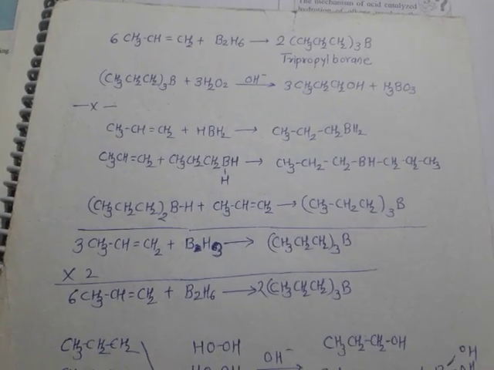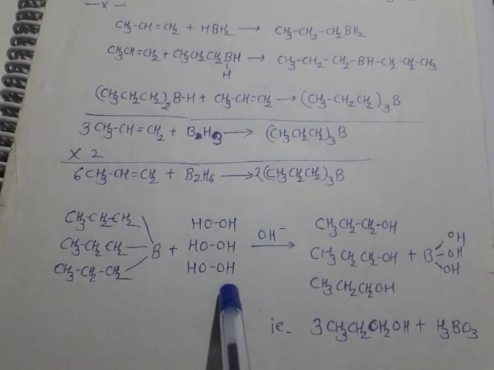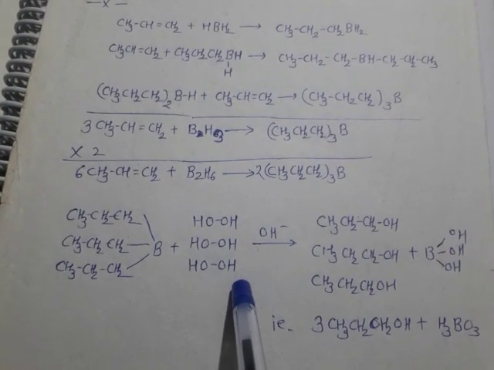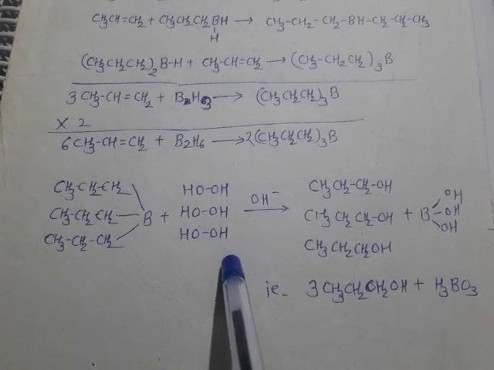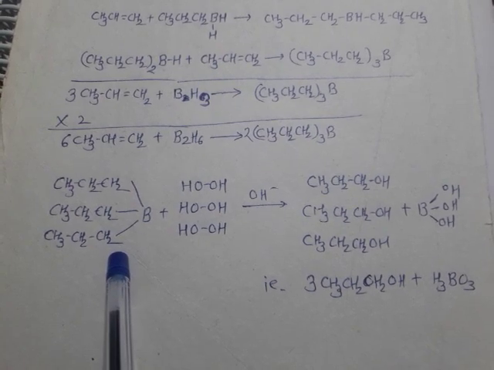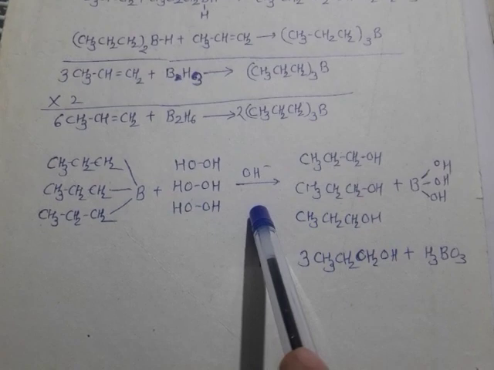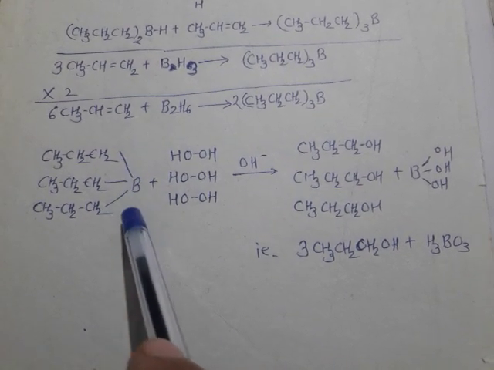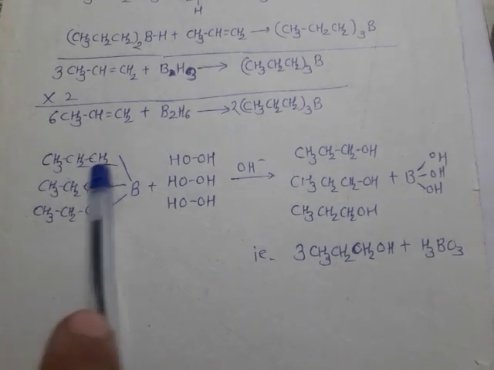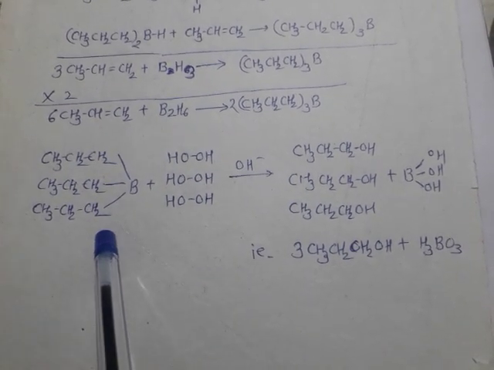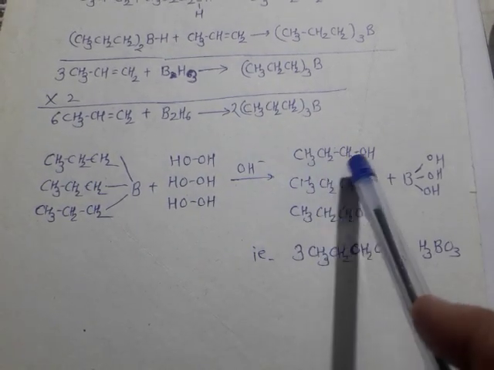Now in the next step there is oxidation. The oxidizing agent used here is peroxide, H2O2. I have shown the split-up of H2O2 as HOOH. It reacts with this tripropyl borane. The reaction takes place in alkaline medium. These three bonds break, and here also these three bonds break. So the valency of each terminal carbon becomes free. It combines with this OH group here. So we get CH3CH2CH2OH.